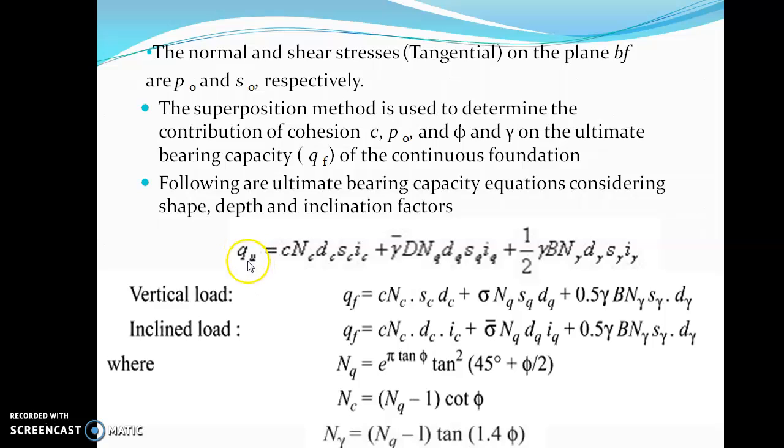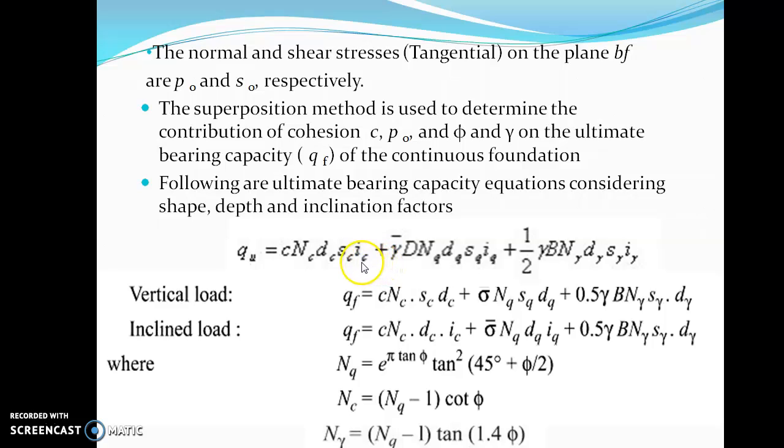The parent equation is this. For particular cases, in case of vertical load, this equation gets modified into this, and the same equation for inclined load is modified slightly. Now, what is the modification in this case?